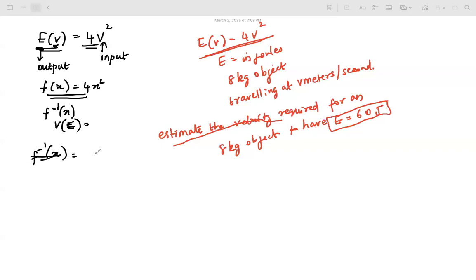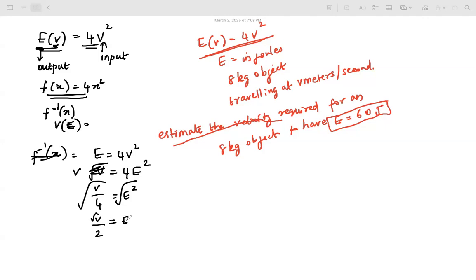I told you, right? E equal to 4V square means change V to E. Before I take the square root, I'm skipping steps. So V by 4 will be equal to E square. Take the square root on both sides. It will be square root of V by 2 equal to E. Any questions here?